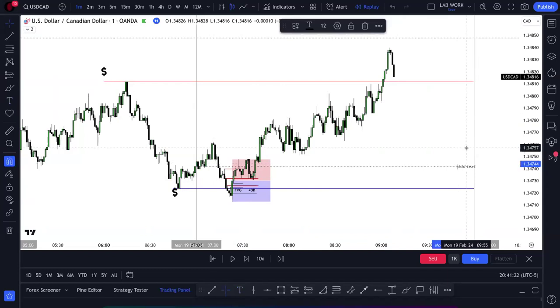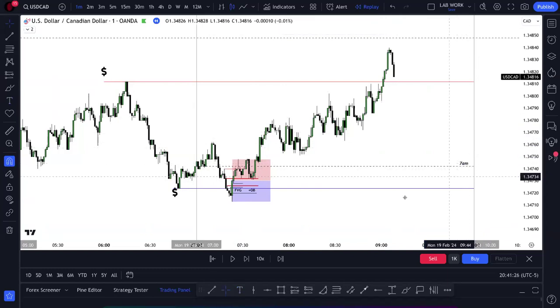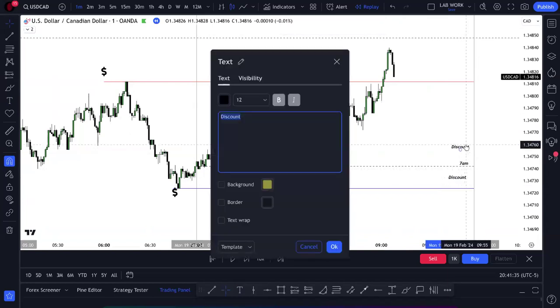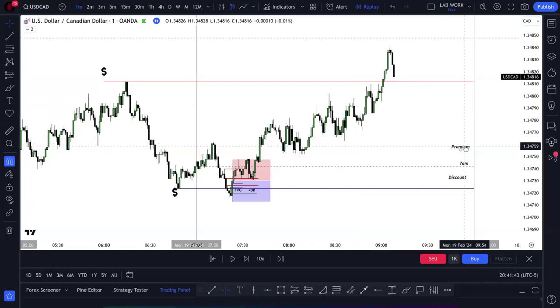I'm going to ask the chat once again. What is the territory below 7 a.m.? Is that premium or discount? Just to engage with you guys, so you guys are not falling asleep listening to me. It's discount. Sorry if I beat you to the punch by typing it, but yeah, it's discount. Good job. Good answer. It's discount.